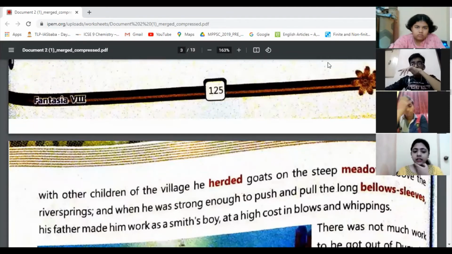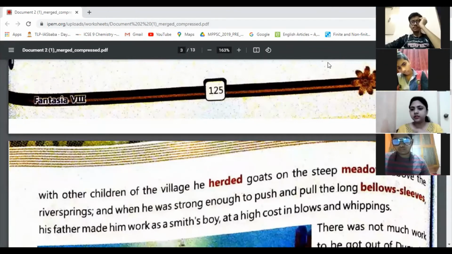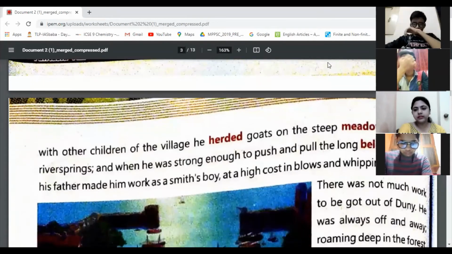But he had a tough time getting the boy into the work, because he was not interested in working as a bronzesmith. At a high cost in blows and whippings means his father scolded him a lot. His father even had to beat him to make him work as a helper. Why? Because he was not interested in that work. He was interested in some other work. That was not the place where his interest lay. So let us see where his interest lies.